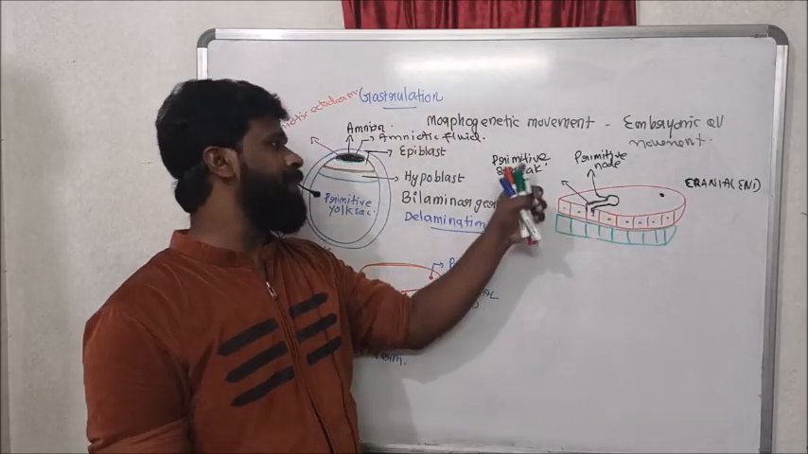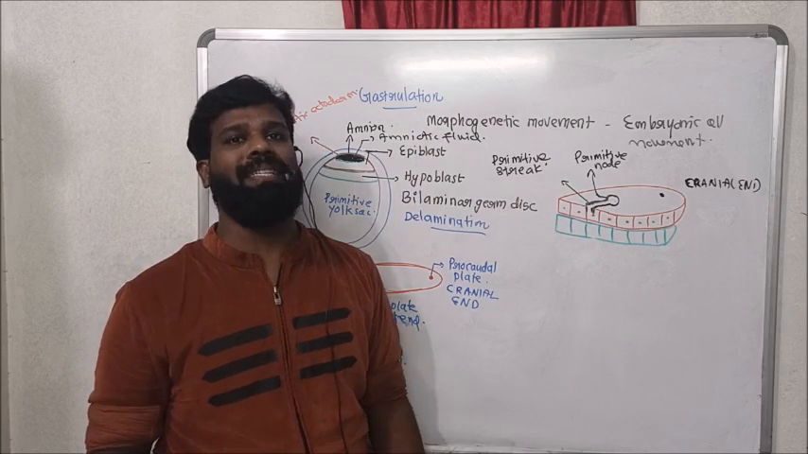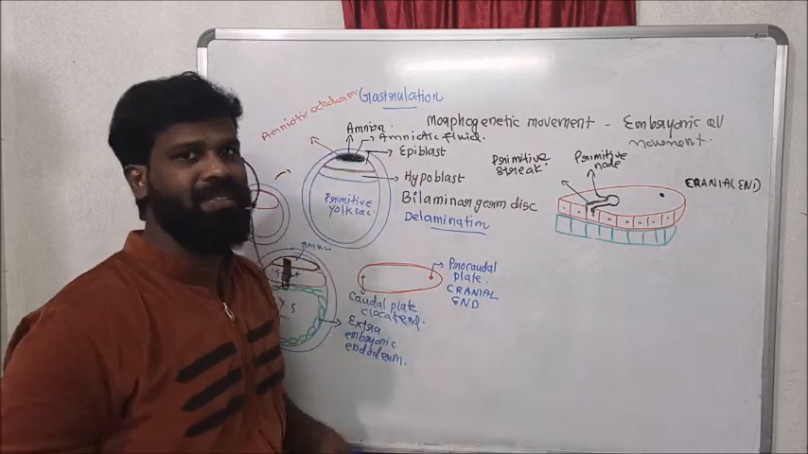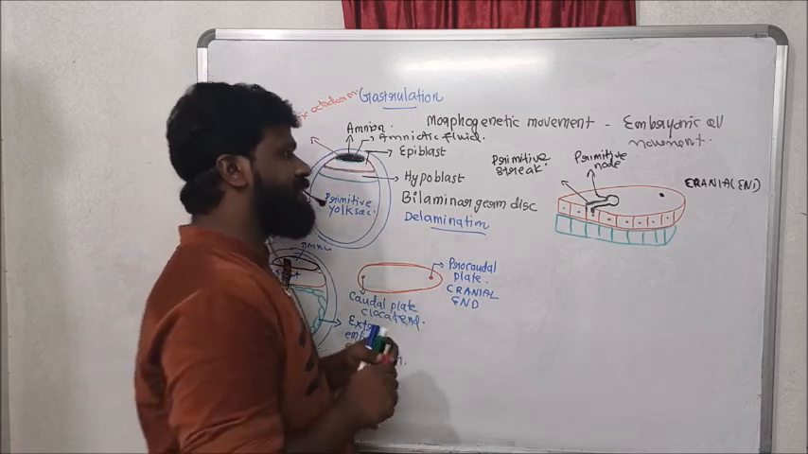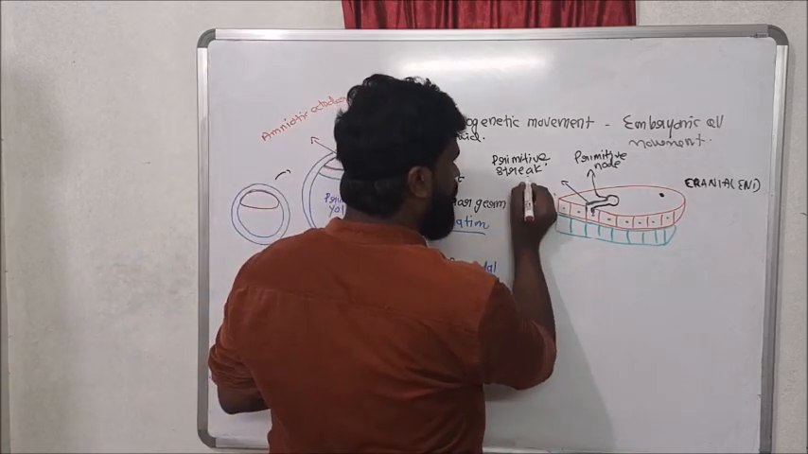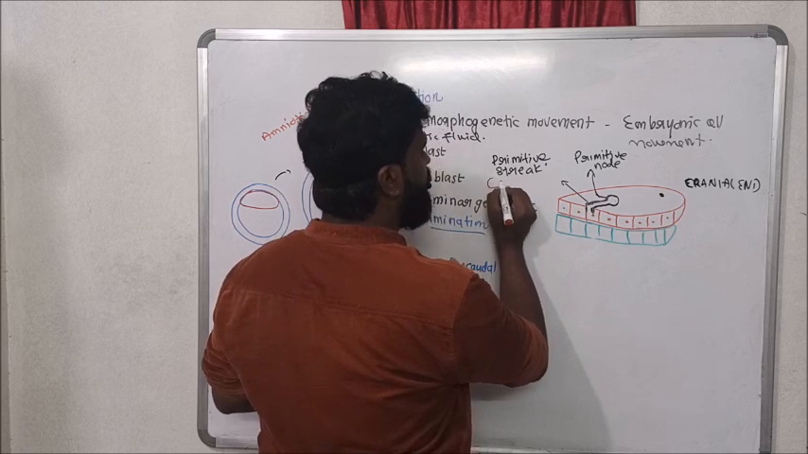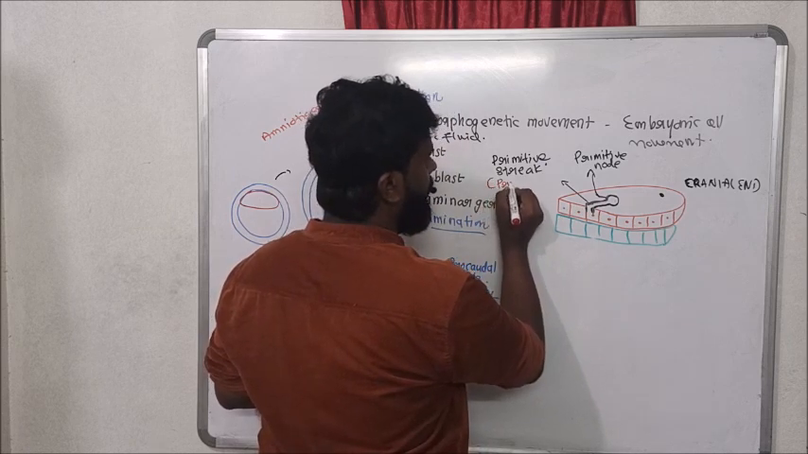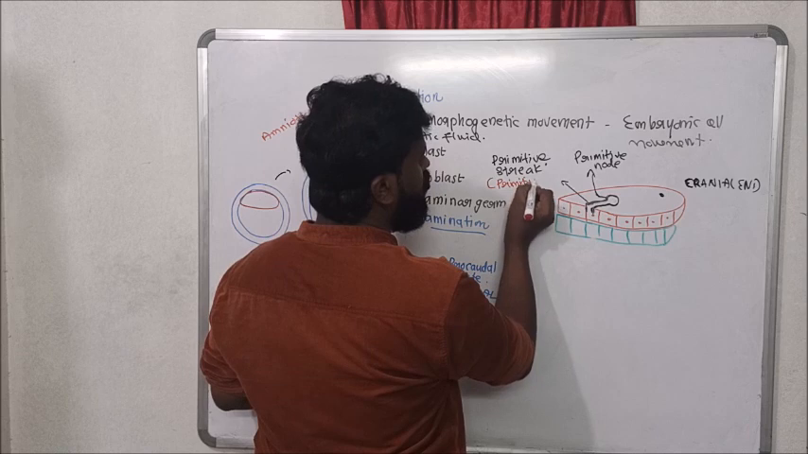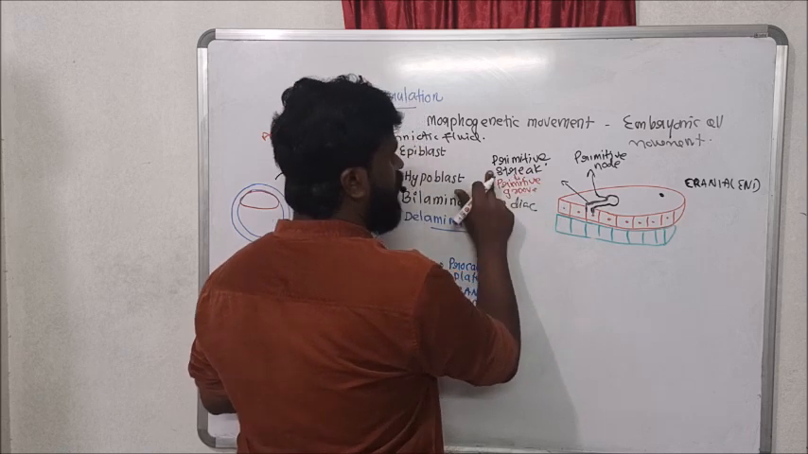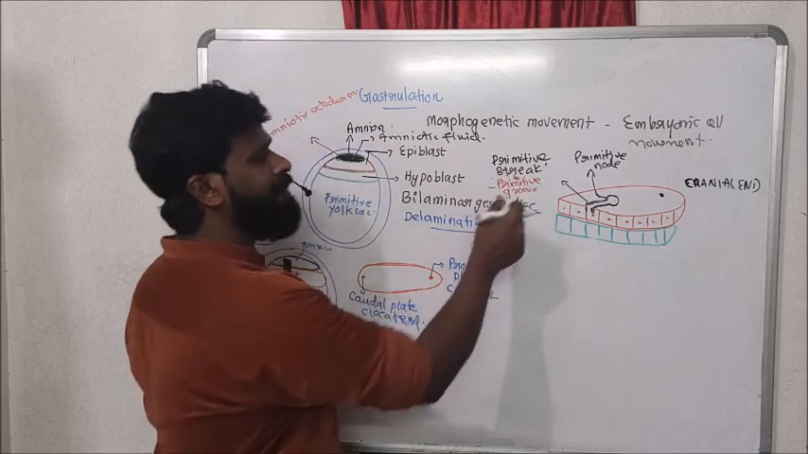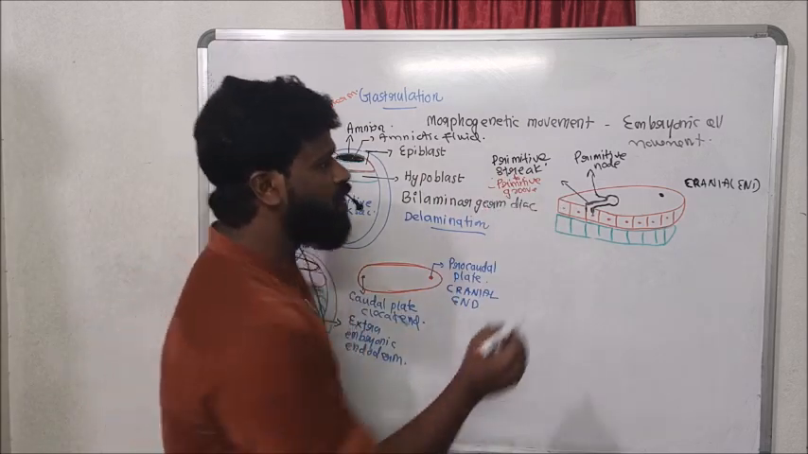Some of the cells in the primitive streak and primitive node die and form a cavity or a depression. Now the primitive streak becomes the primitive groove. This is the primitive groove.